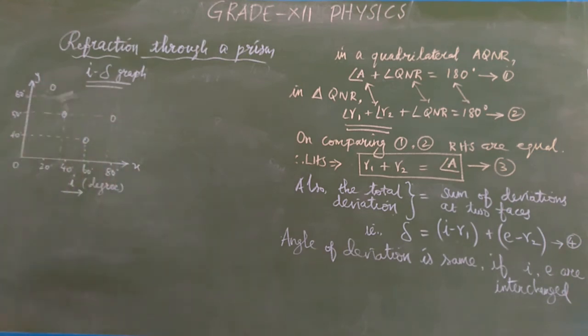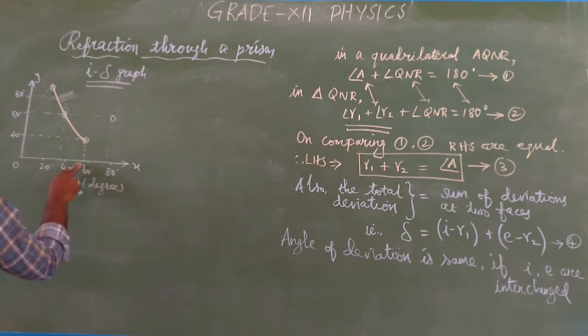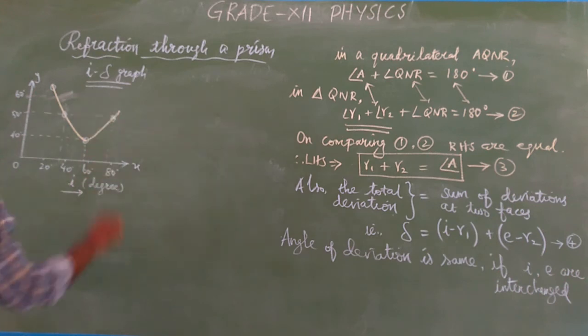So this is a curve, called the i-delta curve. But at a particular angle of incidence the angle of deviation is the same, and then the curve changes its path. So we get a graph like this. You will get this curve while doing the experiment, so you need not memorize it or get confused, because when you perform the experiment you will see the curve very clearly.